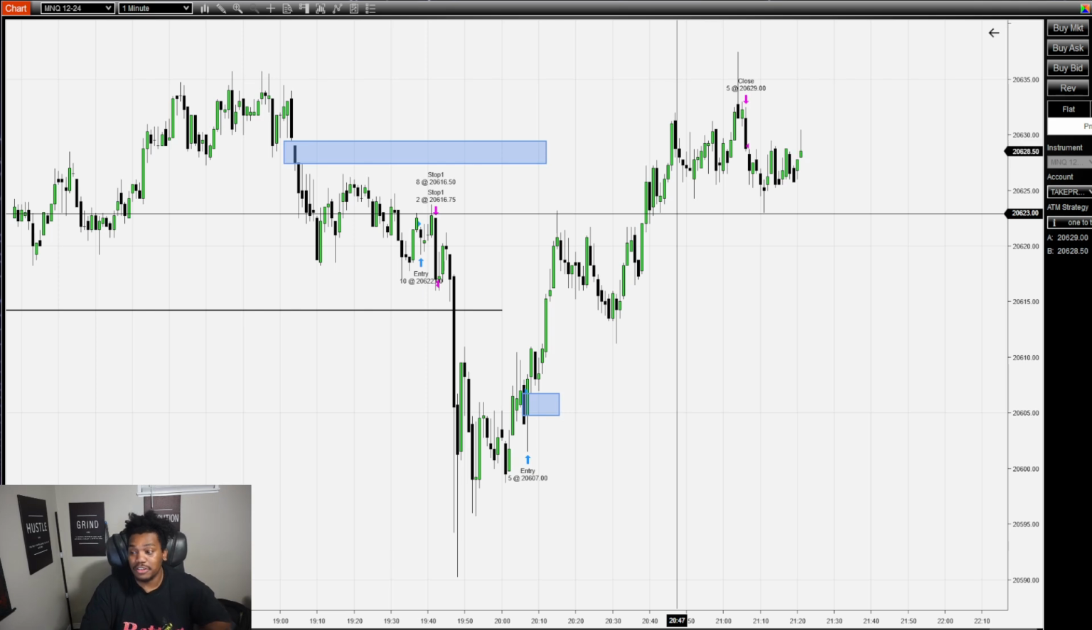So without further ado, we're gonna go right into the trade breakdown. I'm gonna go over to TradingView for you guys to actually see this trade setup. So let's go ahead and get to this trade.